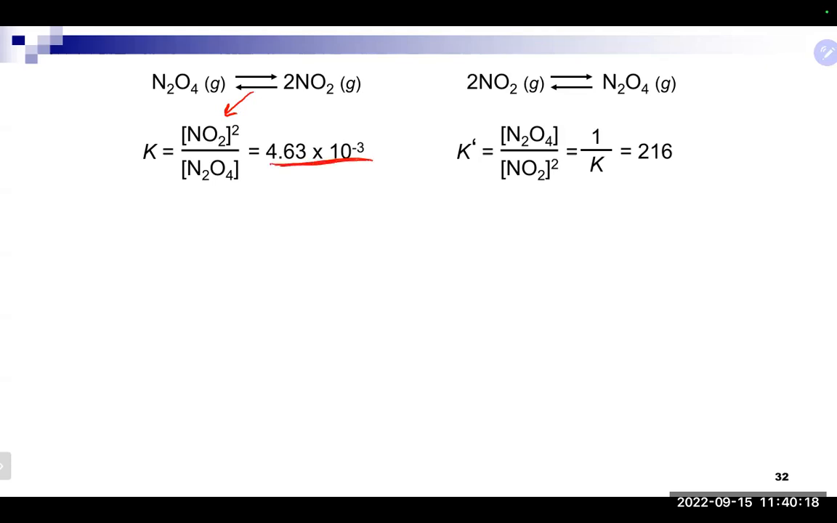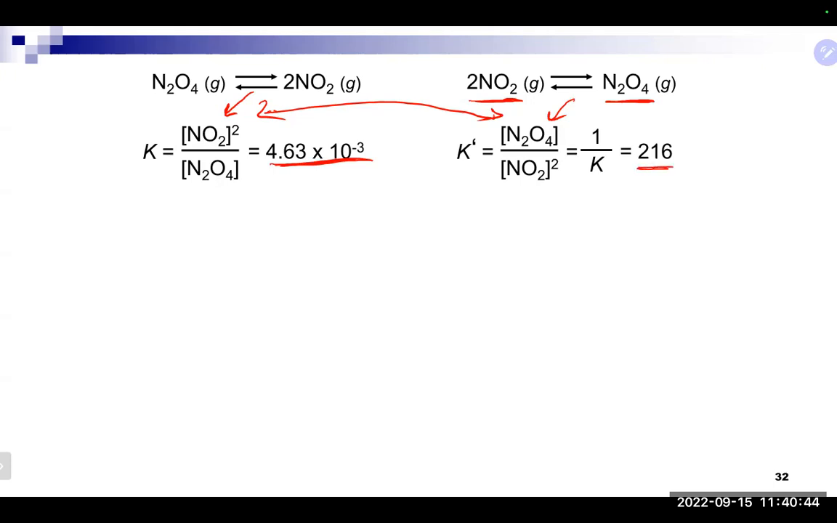It doesn't really matter the number for this, but we get this number here. Now, if we wanted the NO2 to be our reactants and the N2O4 to be our products, basically we would write this expression. And the relationship between those two expressions is basically 1 over the original expression. It's inversed. And 1 over K gives us 216.